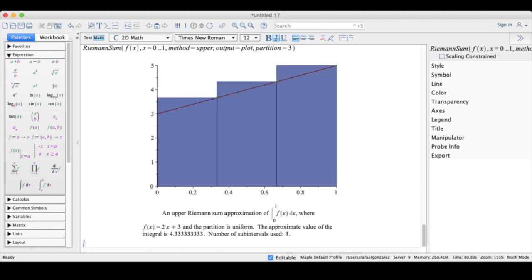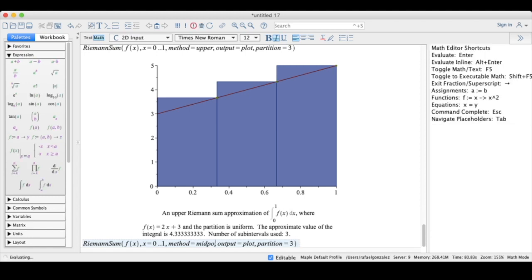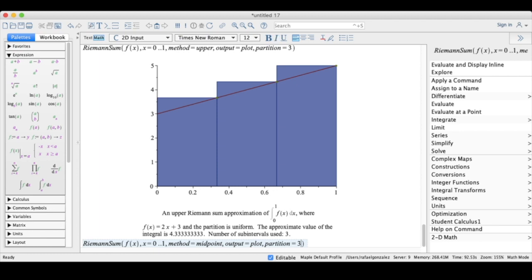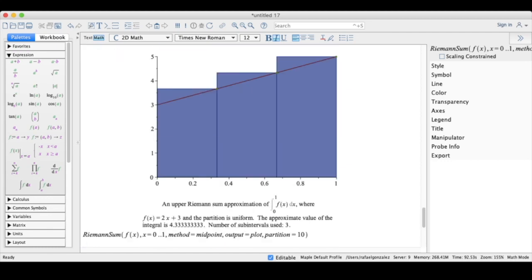Now we can move on, and I'm going to use the midpoint method. But now, instead of 3 rectangles, we're going to use 10 rectangles. And in theory we should get a better approximation. Notice that the approximate area is actually 4, so I take it back. It is actually 4.